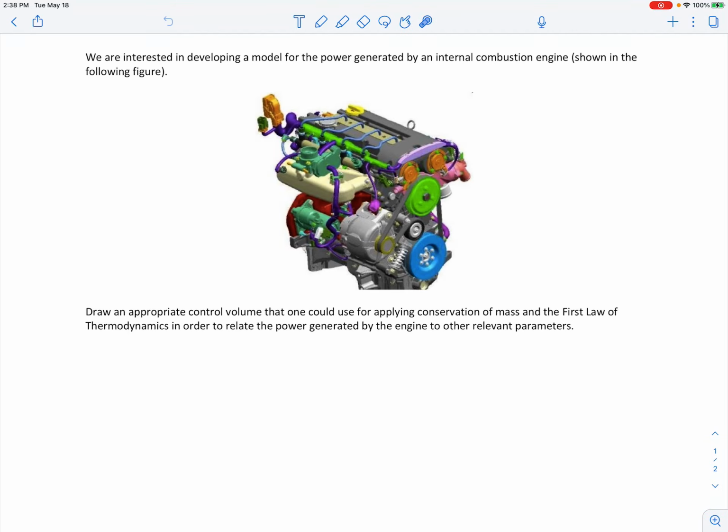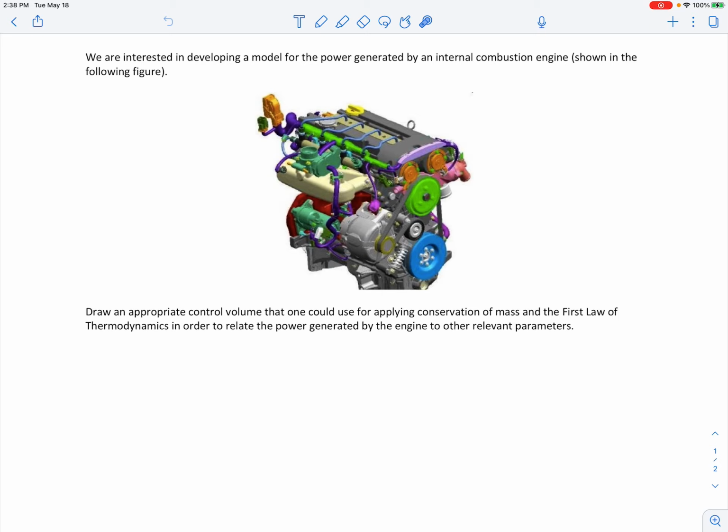So here we're interested in developing a model for the power generated by an IC or internal combustion engine, shown here. And we're asked to draw an appropriate control volume that one could use for applying conservation of mass and the first law of thermodynamics in order to relate the power generated by the engine to other relevant parameters. So we're trying to do an engineering flow diagram, really, or an energy flow diagram for the engine.